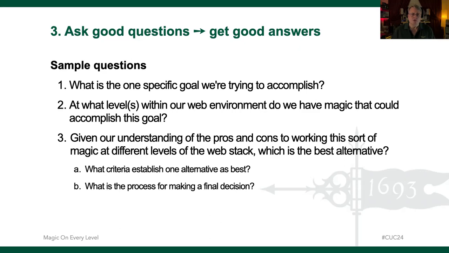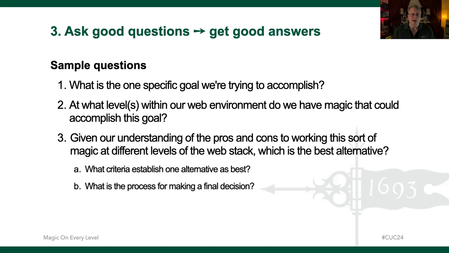First, what is the one specific goal we're trying to accomplish? Sometimes we receive goals with an unclear objective, having too much extraneous information. For instance, we're not ready to discuss details of the UI/UX interface. Instead, we want a succinct statement like, provide this user group the ability to accomplish that task, or make it easy for this user group to find that information. Second, we ask at what level within our web environment do we have magic that could accomplish this goal.